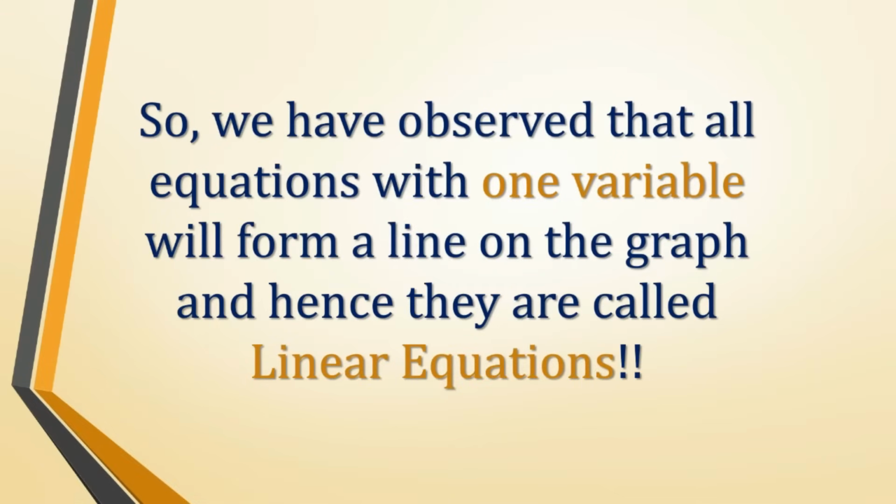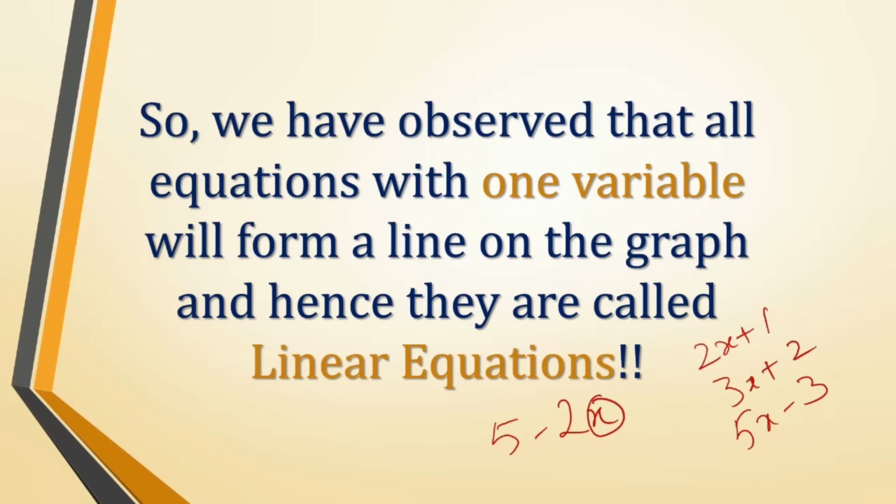So what we have observed is, what is a linear equation? A linear equation will always have an equation with one variable. So the equations of the form 2x plus 1, 3x plus 2 is what we saw, and you can have a variety of such equations, 5x minus 3 or 5 minus 2x.